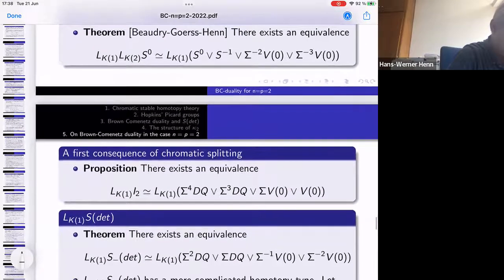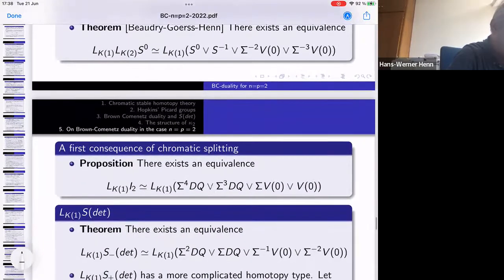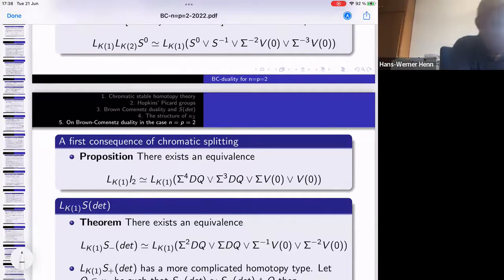Sort of in the last 2.5 months, Paul and I have tried to, and I think we have succeeded actually, to prove that for S minus det there exists an equivalence: LK1 of S minus det is just equivalent to LK1 of sigma minus 2 of I2. LK1 of S plus det has a more complicated homotopy type.